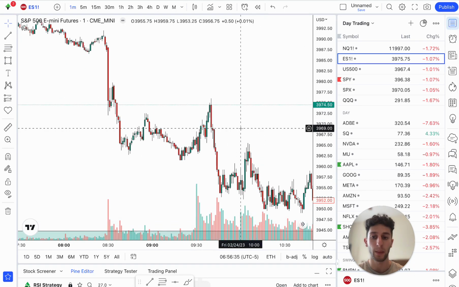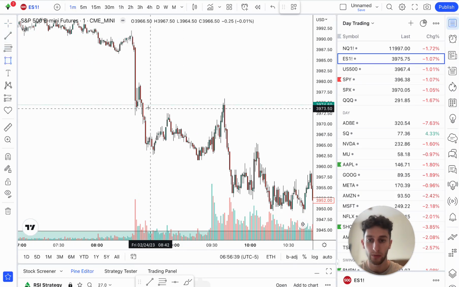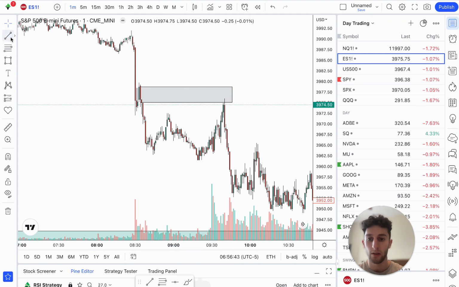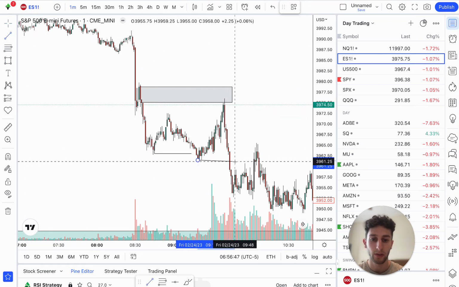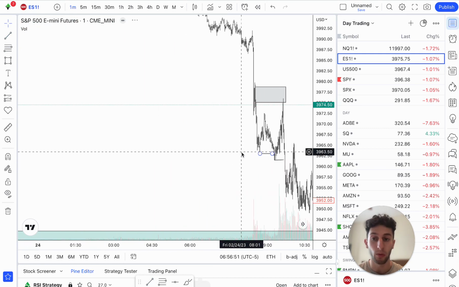And what happened, right? We have continuous lower lows and lower highs, right? We have this supply zone up here that we end up rejecting. We have this low here that breaks. We have this low here that breaks. And we have a very obvious downtrend, right? There's no reason to be bullish, right?